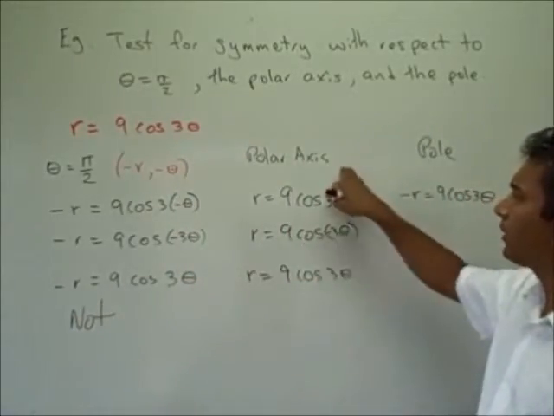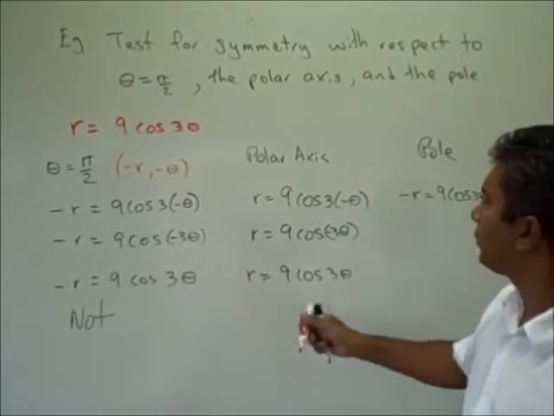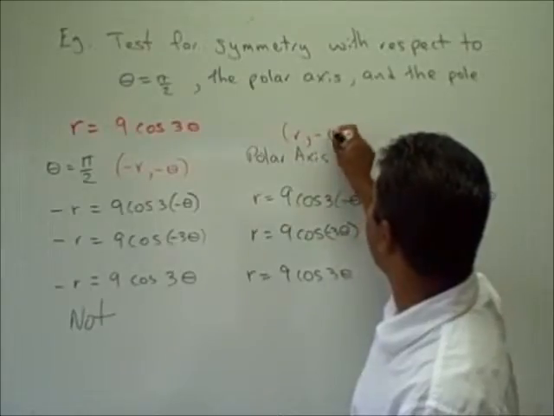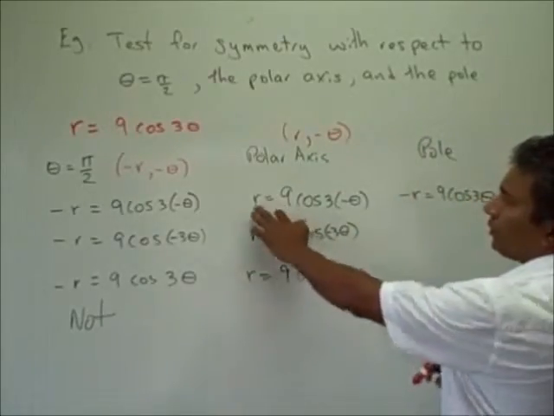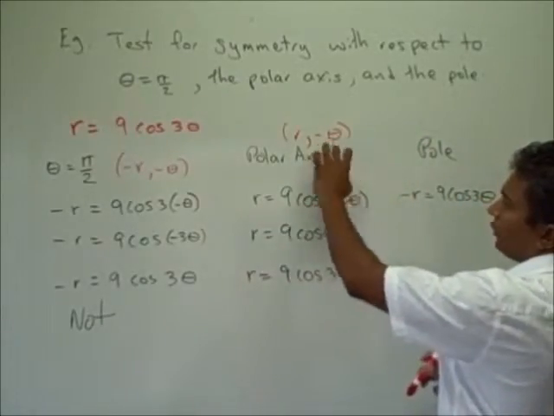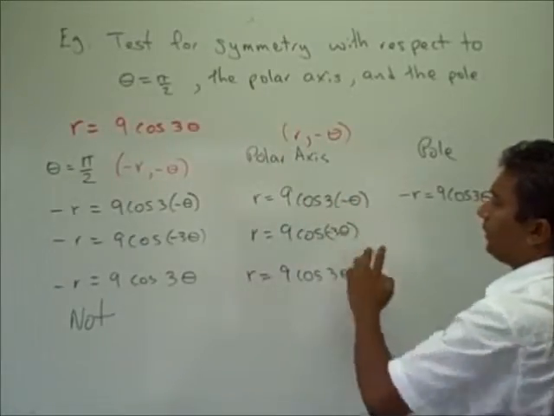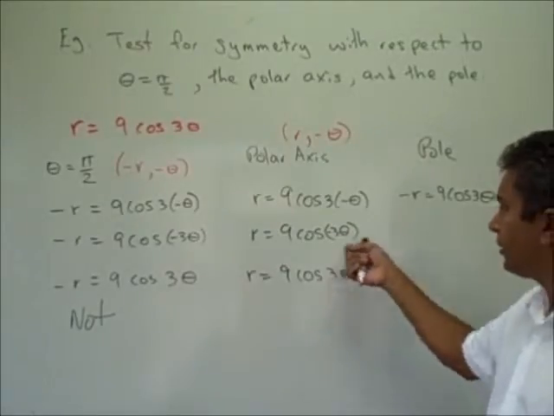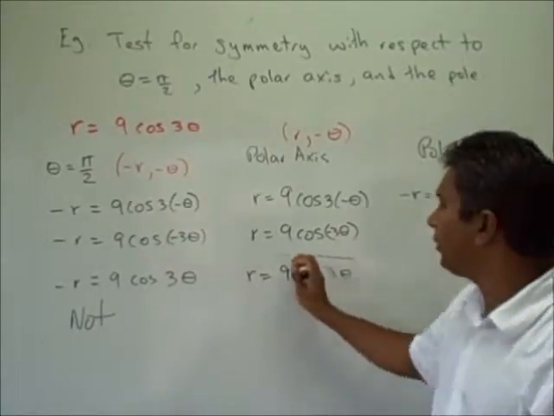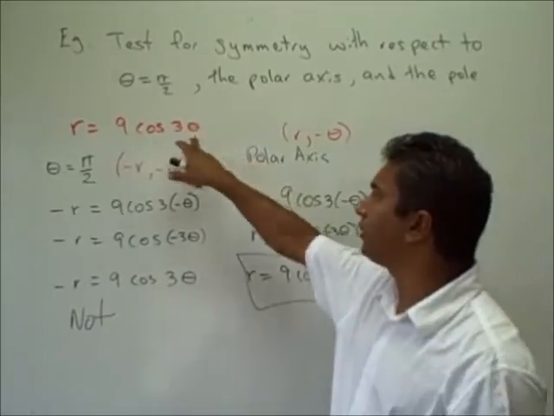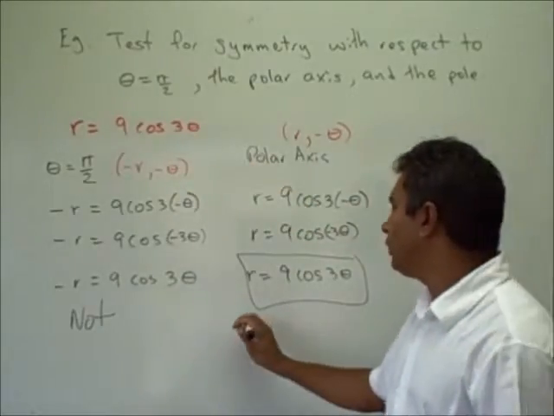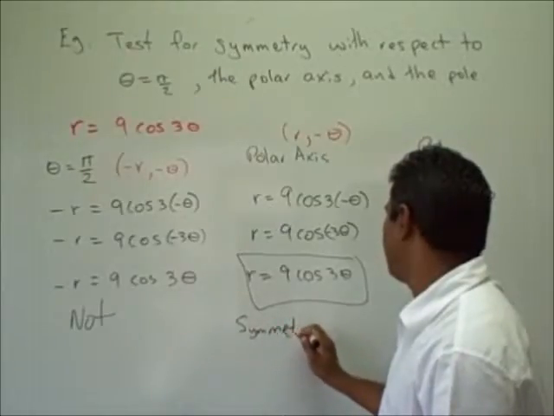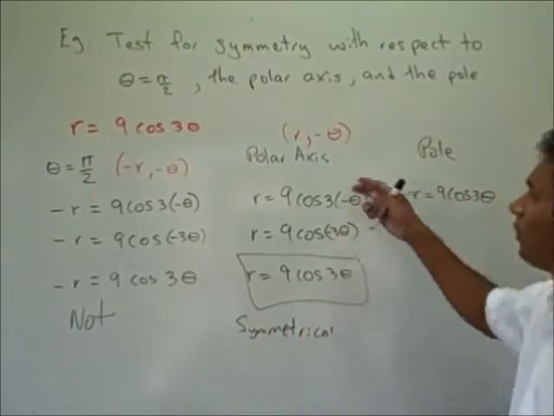Let's test the polar axis. For the polar axis, we're going to replace (r, theta) with (r, negative theta). So we still have r, and we're going to replace theta with negative theta, so this becomes 3 times negative theta. So for the same reason, this becomes 3 theta, since cosine is an even function. So here, this is equivalent to the original function, so we know it's symmetrical with respect to the polar axis.